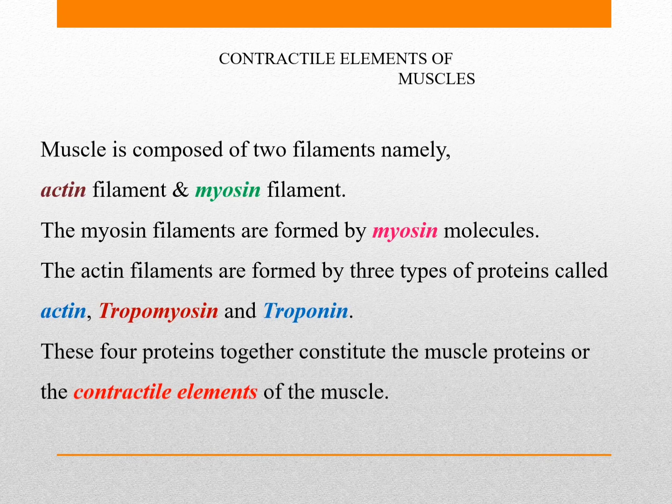Next, the contractile elements of muscles, that is, the proteins involved in muscle contraction. Muscle is composed of two filaments, namely actin filament and myosin filament. Myosin filaments are formed by myosin molecules. Actin filaments are formed by three types of protein: actin, tropomyosin and troponin. These four proteins together constitute the muscle proteins or contractile elements of the muscle.